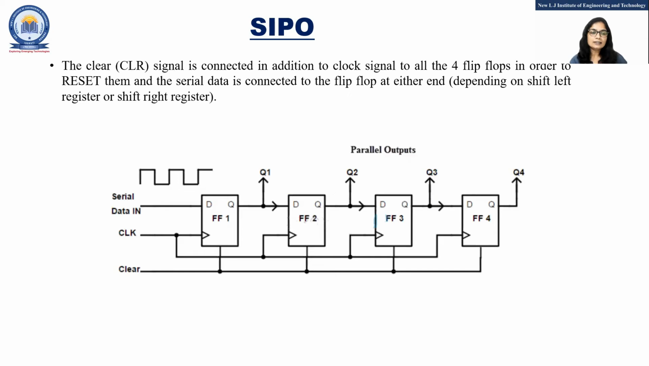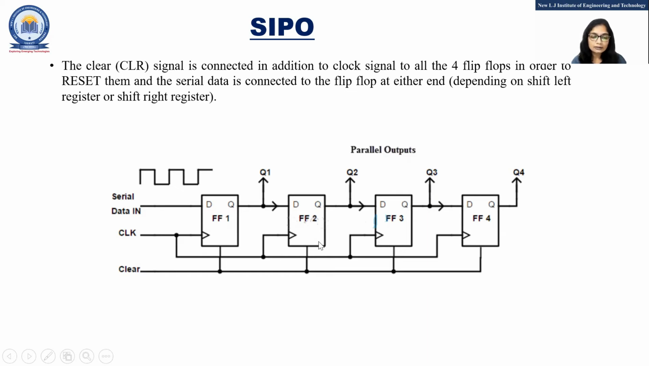Fine. Now we'll see SIPO, serial in parallel out. You can see this diagram. I'm using here a 4-bit SIPO. That's why we are using 4 flip-flops. Serial in means you can see here, I'm applying data here to this flip-flop. I'm giving clock simultaneously to all these flip-flops.